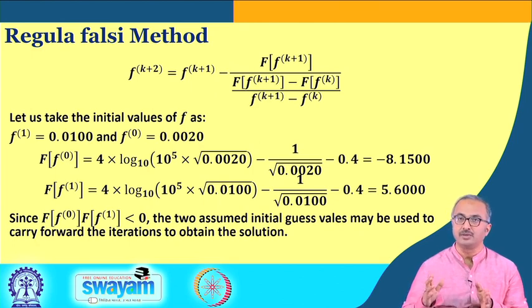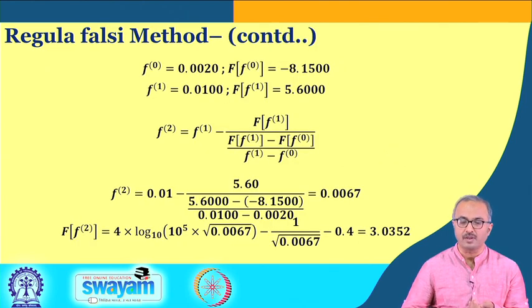Now after bracketing the root, it becomes easy to implement this method. We find the function values at these two assumed values, put these values over here, and we generate the next updated value for the friction factor, and this is coming out to this. Now again we evaluate the function value with this new friction factor. Here you can easily see that if you multiply this with f1, you will get a positive value. If you multiply this f2 with f0, you will get a negative value.